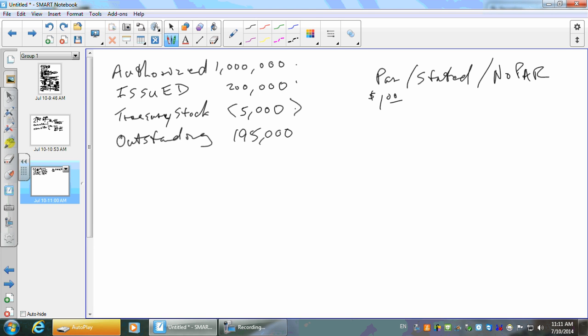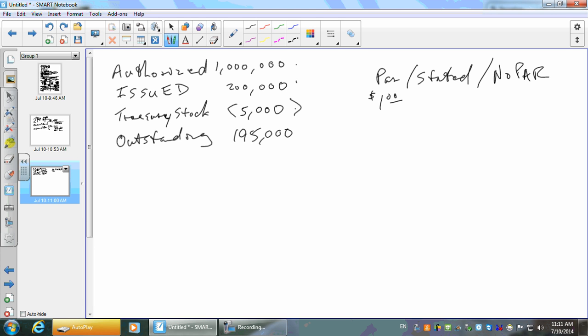All right, anyway, so par and stated value are basically the same thing. Everybody got the idea? No par just means we don't have one. We don't record it. Now listen to this carefully. When you record stock, you record it at the par or stated value. That's what goes into common stock. Anything you issue it for over that is what? Additional paid-in capital in excess of par. We already did that, didn't we?